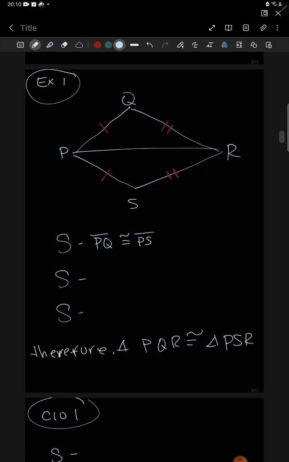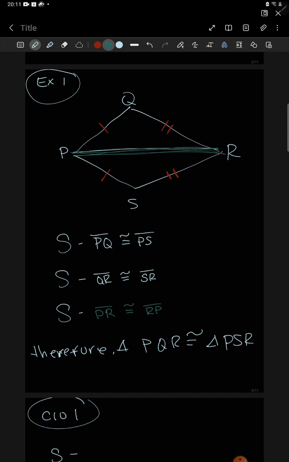They also told us what is given is segment QR. Is that the way they say it in the example? Yes. Is congruent to segment SR. Okay, that's true. Now, what's the last truth? We just went over it with the reflexive property of congruence. Segment PR is congruent to segment RP.